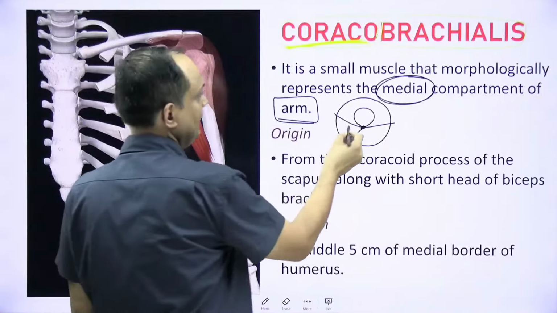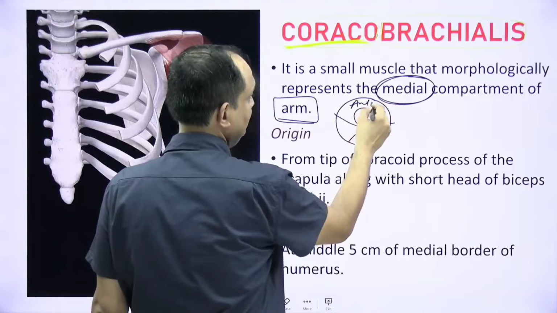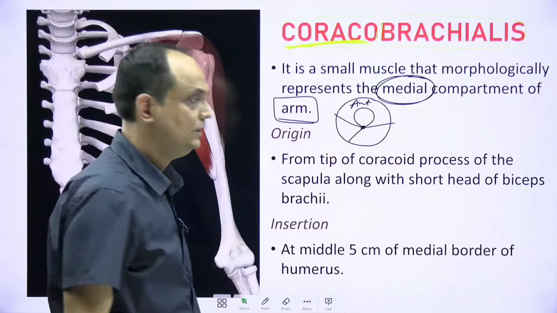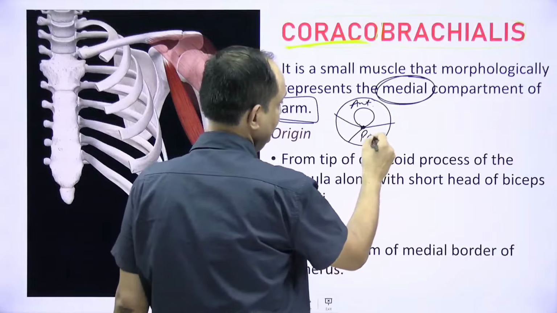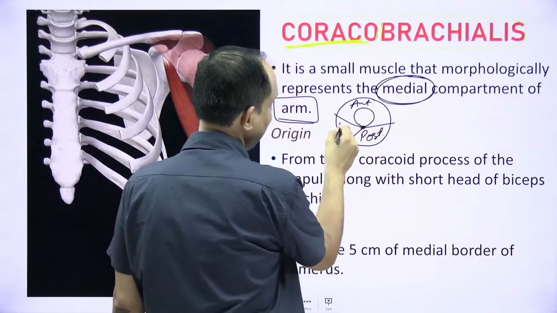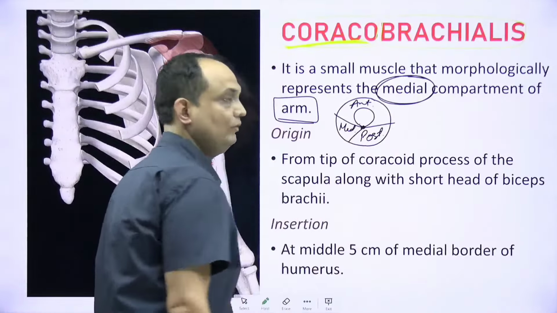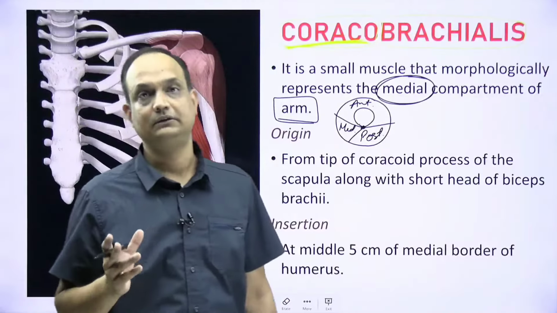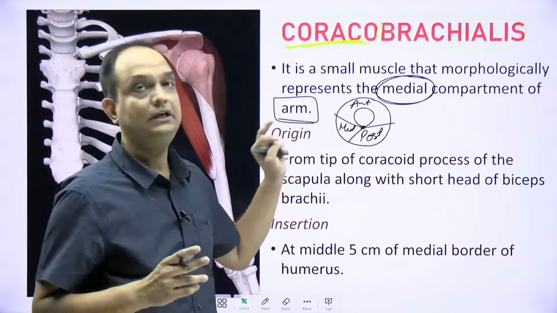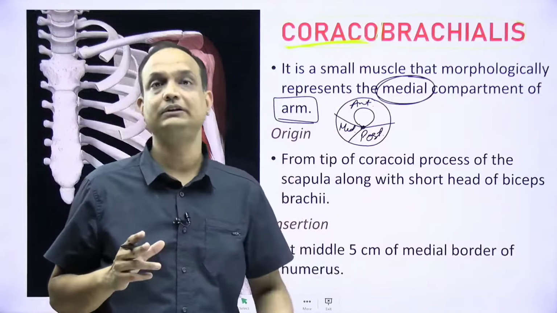Because of this, you have the anterior compartment where you have the quadriceps femoris. You have the posterior compartment where you have the hamstrings, and this is the medial compartment in your thigh where you have adductors. Adductors are actually forming the medial compartment. Here in the arm, you don't have an adductor compartment, and that's why we say that coracobrachialis represents the medial compartment of the arm.